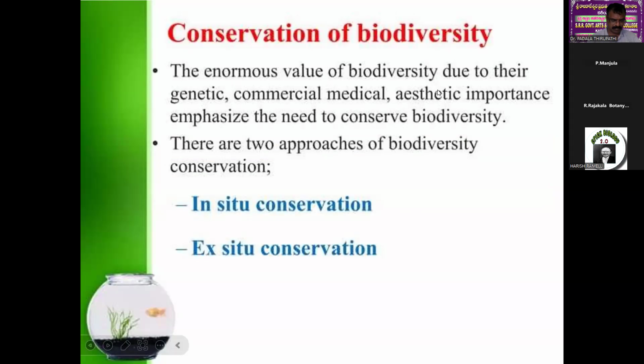Here is the enormous value of this biodiversity due to its genetic, commercial, medical, and aesthetic importance. So to conserve this biodiversity, there are two approaches: the first one is in situ conservation and the second one is ex situ conservation. In situ means within their natural habitat, so it is called in situ conservation, whereas ex situ means outside their natural habitat, so it is called ex situ conservation.